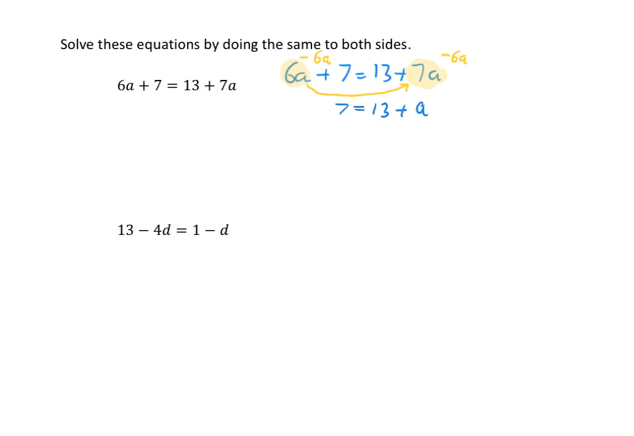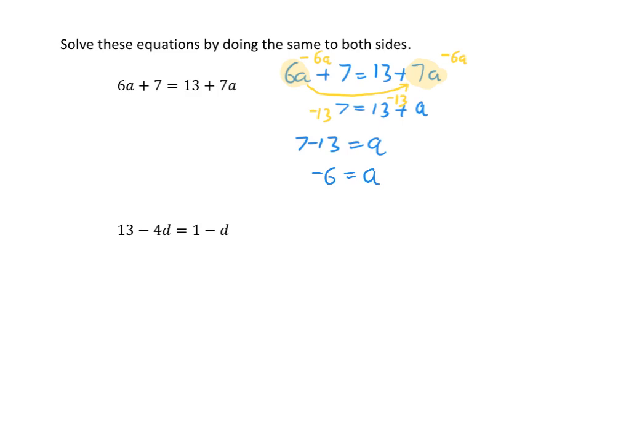To get a by itself, I need to get rid of the plus 13. The opposite of plus 13 is to minus 13. What I do to the right-hand side, I need to do to the left-hand side. So my equation becomes 7 minus 13 is equal to a, so negative 6 is equal to a. By rearranging my original equation to have the unknown variables moved over to one side, I can work out that my value for a is equal to negative 6.